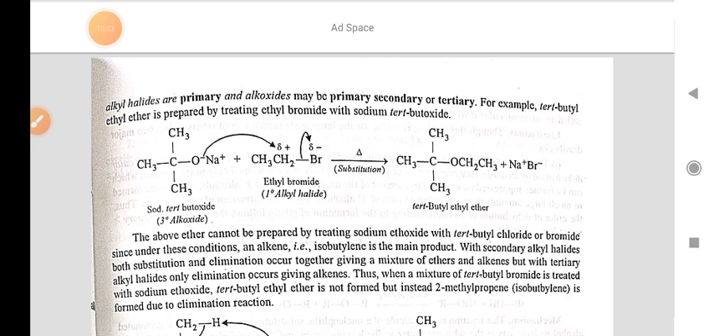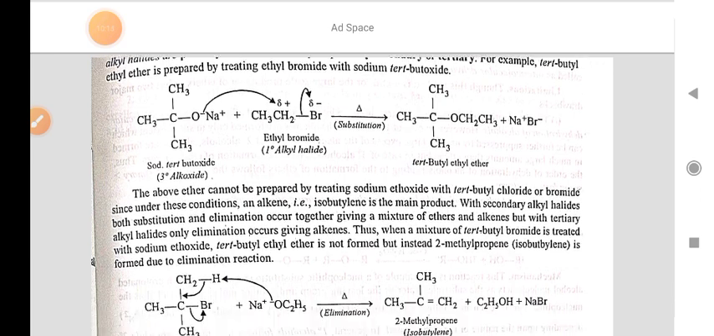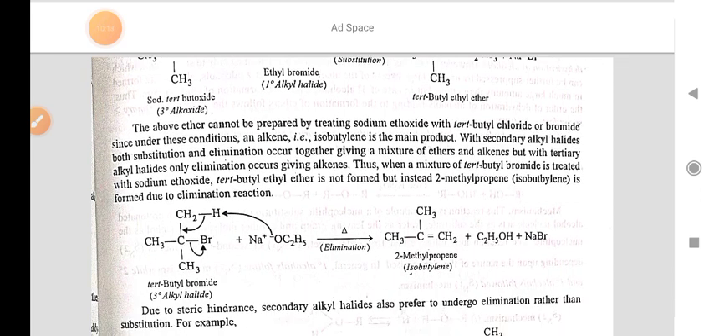For example, tertiary butyl ethyl ether is prepared by treating ethyl bromide with sodium tertiary butoxide. Sodium tertiary butoxide plus ethyl bromide gives tertiary butyl ethyl ether on heating. The above ether cannot be prepared by treating sodium ethoxide with tertiary butyl chloride or bromide, since under these conditions an alkene, that is isobutylene, is the main product.